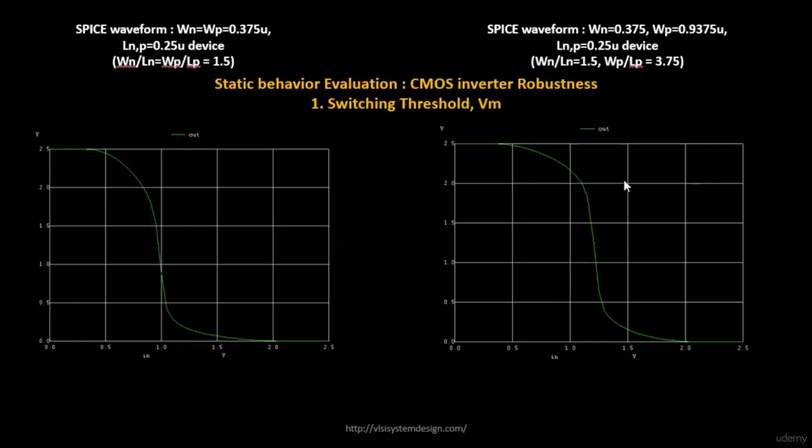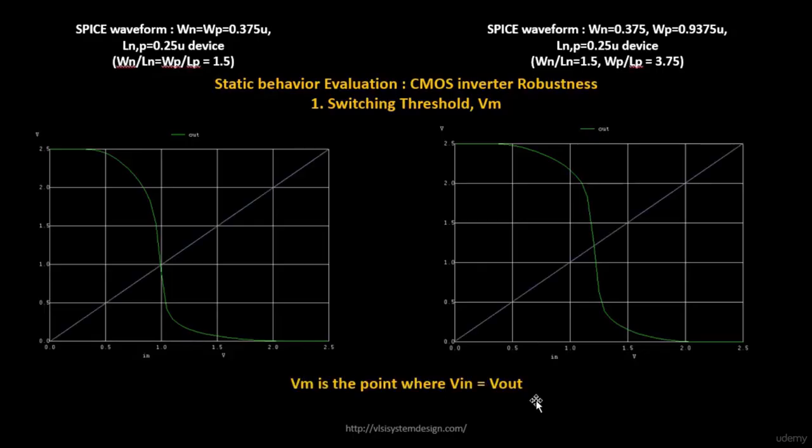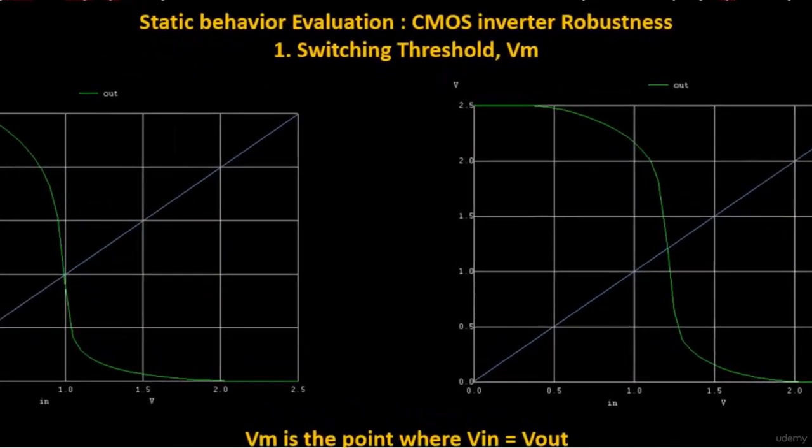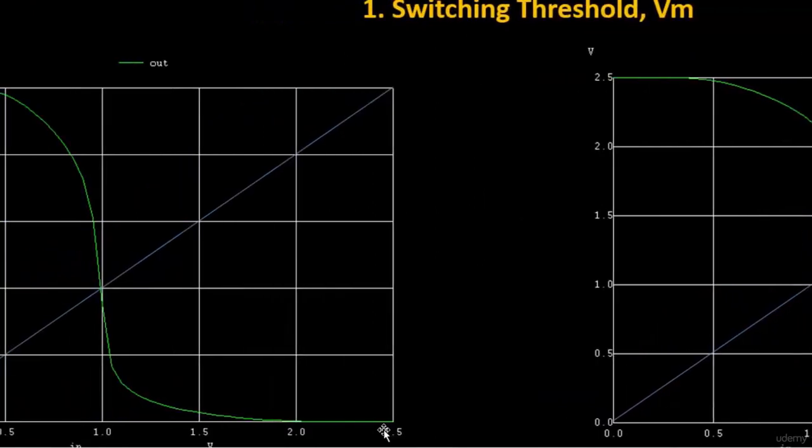Next is the scenario where your Wn was kept the same, 0.375, just as in the previous experiment. Your Wp was 2.5 times Wn, and your NMOS and PMOS channel length was kept the same. In the previous case, the W by L ratio of PMOS was 1.5. In this case, we increase the W by L ratio to 2.5 times 1.5, which is 3.75. You can just do this divided by this and you will get this number. So it basically says your PMOS is bigger in size than NMOS.